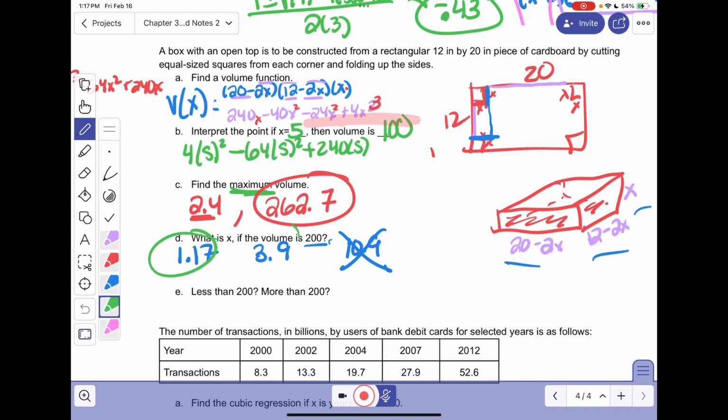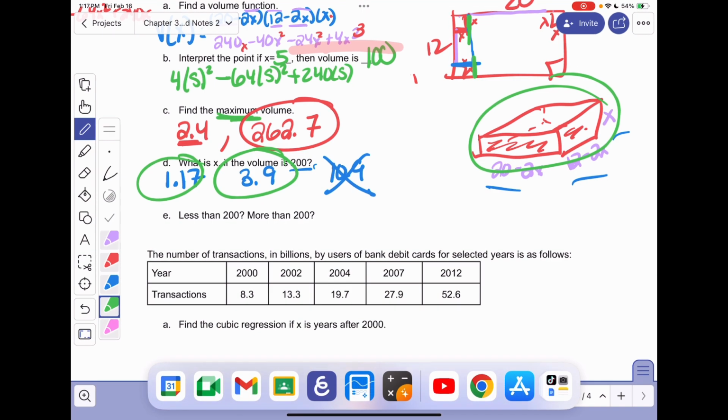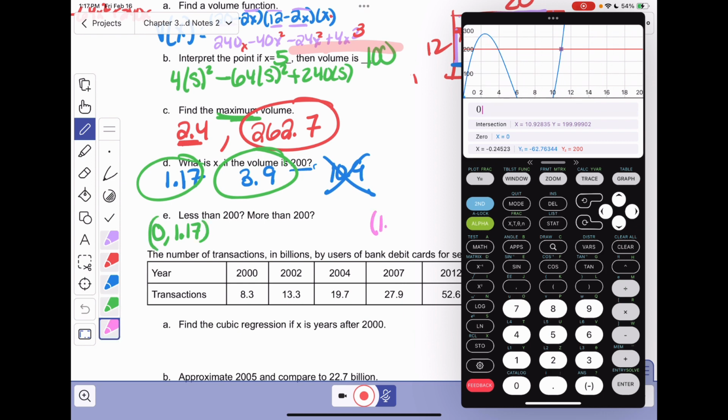So these are the two x's, 1.17 from each side or 3.9 from each side, that would make this box the biggest. Then, for less than 200 or more than 200, we're going to use those same numbers. Less than 200 is the part to the left, so from 0 to 1.17, we're under 200. Then from 1.17 to 3.9, that's this top bump here, we're over 200. Then we're negative again from that 3.9 back to wherever it hits 0.